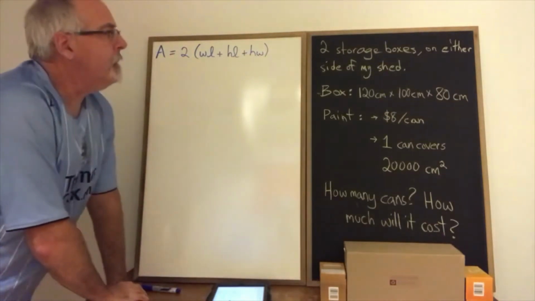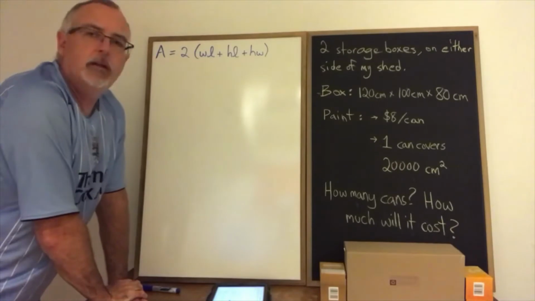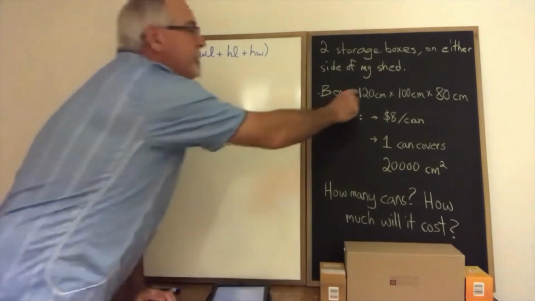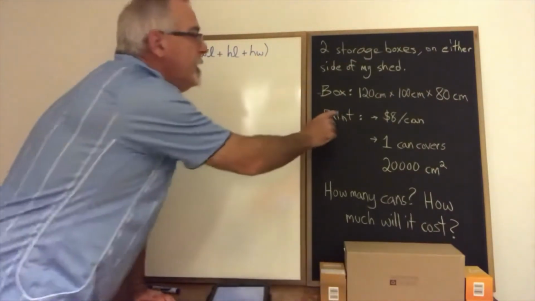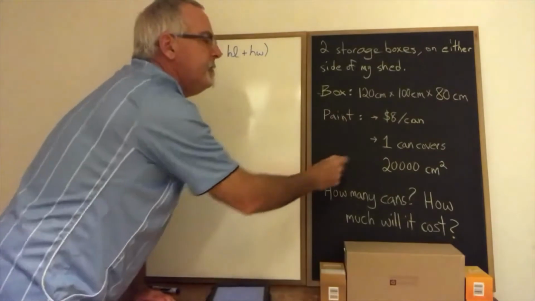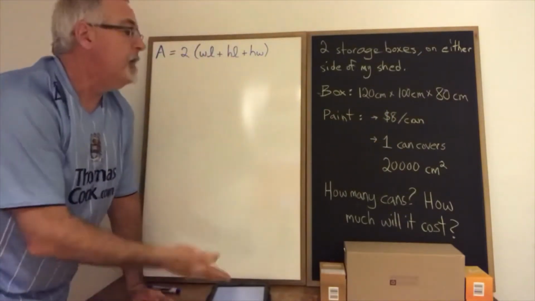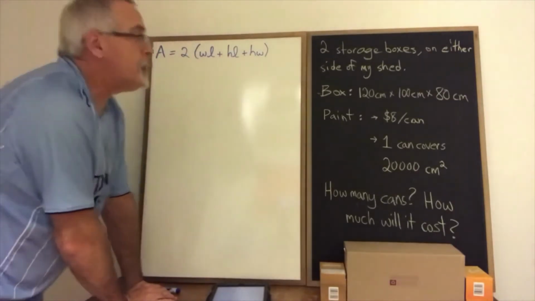Today's Daily Dose of Math is an example where I have two storage boxes, one on either side of my shed. The boxes are the same size as each other, and the dimensions of the box are given. I have to paint them. The cost of a can of paint is given, and the fact that one can of paint covers 20,000 centimeters squared is given. My question: how many cans will I buy, and how much will it cost?